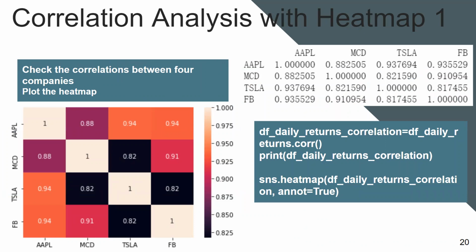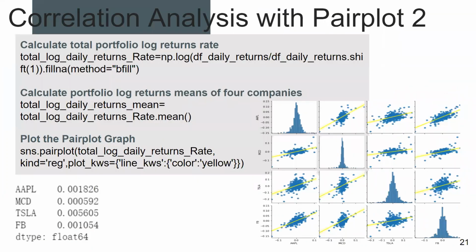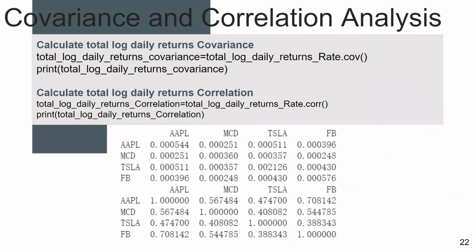We can find that Apple has the strongest correlation with Facebook and Tesla, and the weakest correlation is between Tesla and McDonald's and Facebook. Then we calculate the log returns rate and log returns means for the 4 companies. Likewise, we plot the heat map.